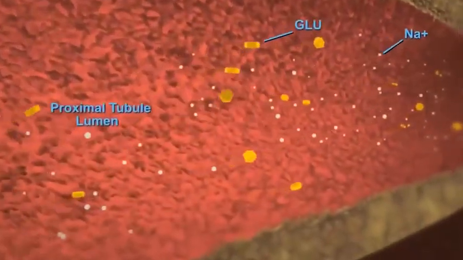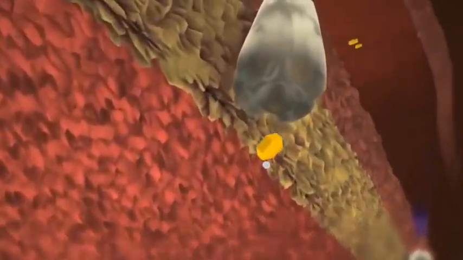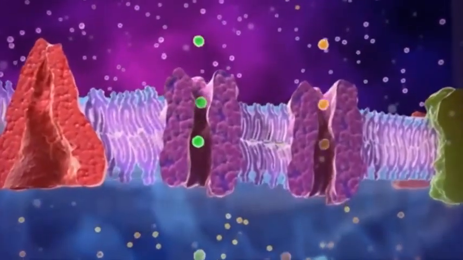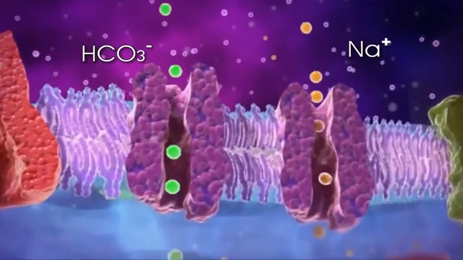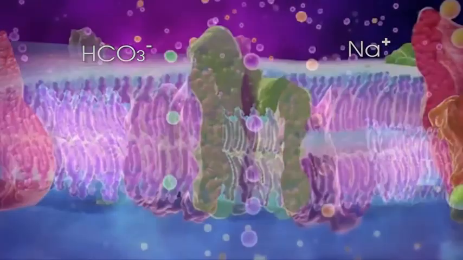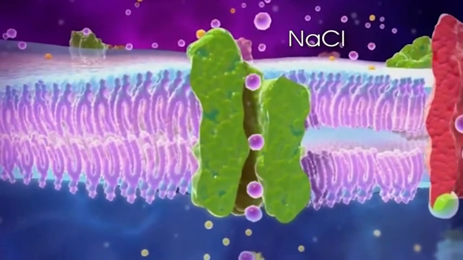Sodium is reabsorbed by different mechanisms in the first and the second halves of the proximal tubule. In the first half of the proximal tubule, sodium is reabsorbed primarily with bicarbonates. In contrast, in the second half, sodium is reabsorbed mainly with chloride ion.